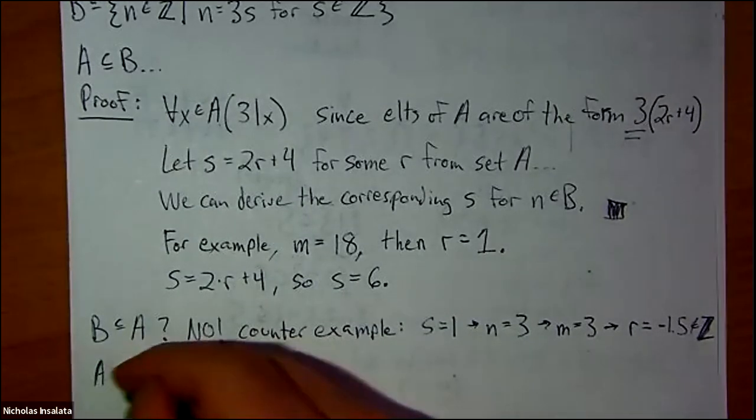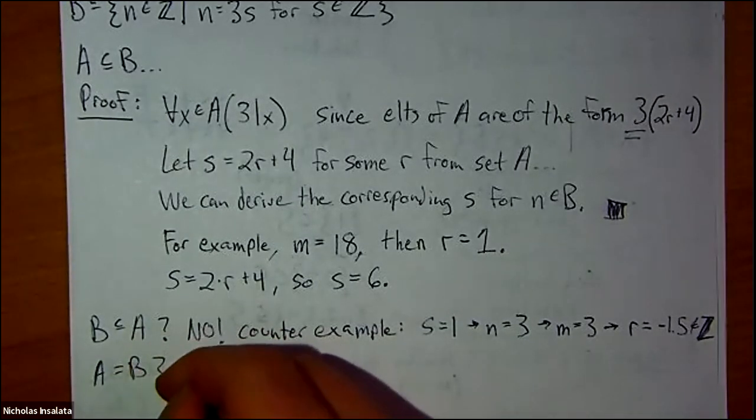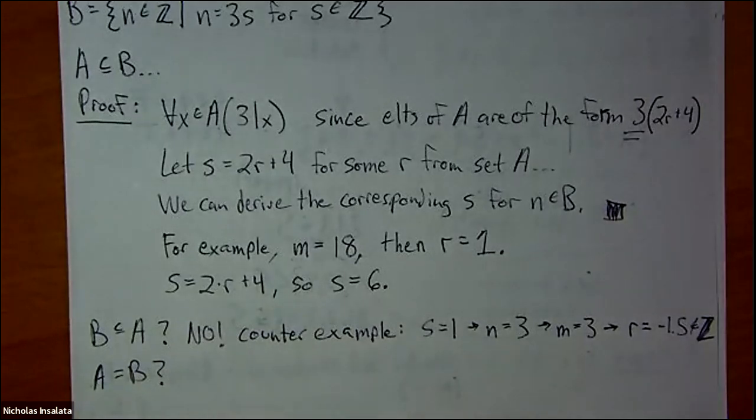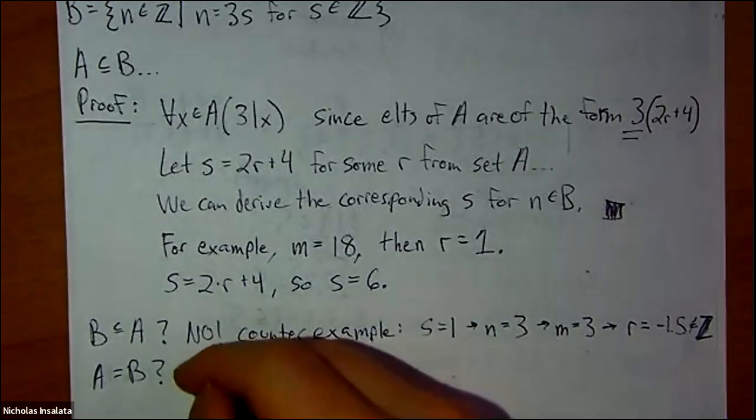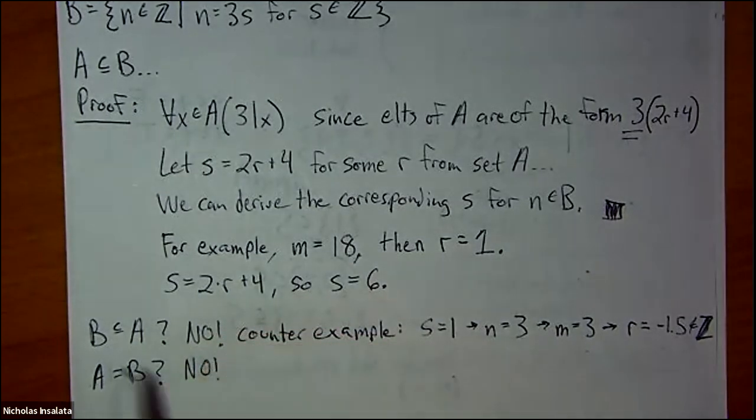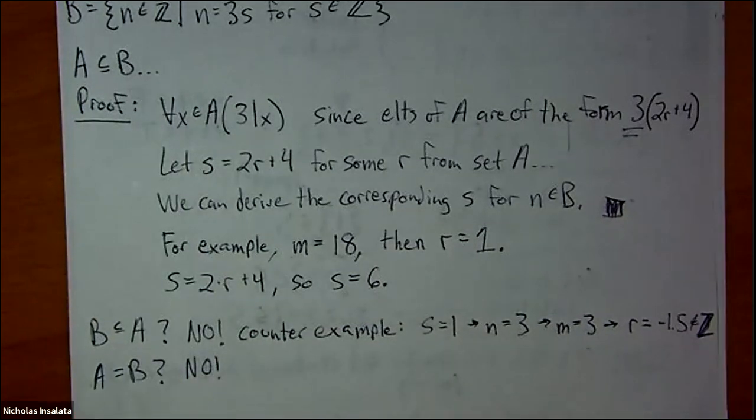So is A equal to B? No, very good, right? The containment goes one way, this way, but it doesn't go the other way. The containment has to go both ways for the sets to be equal, right? Okay, any questions about all of that? Does that make sense?